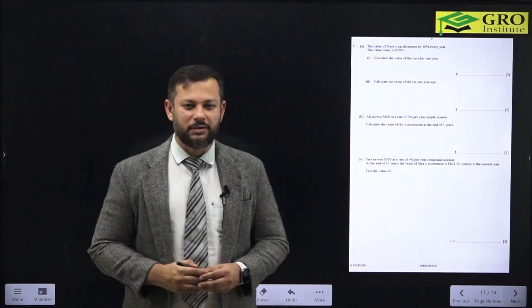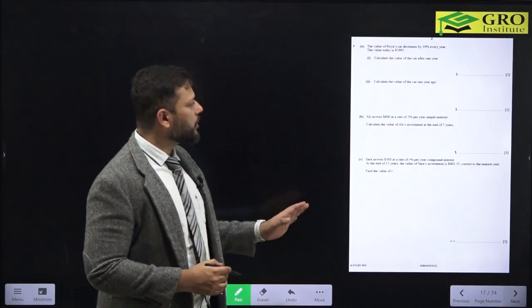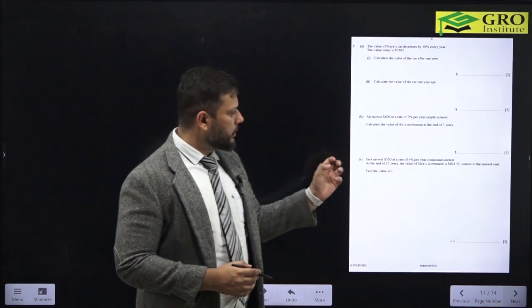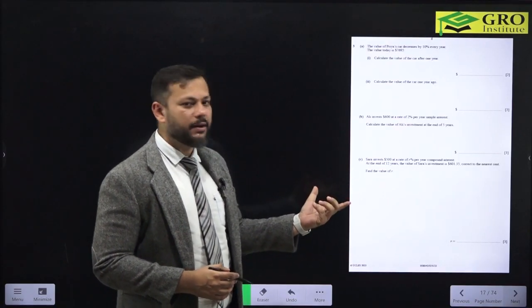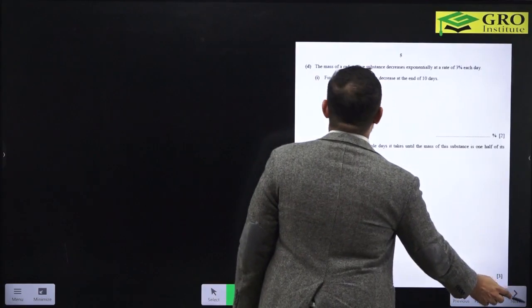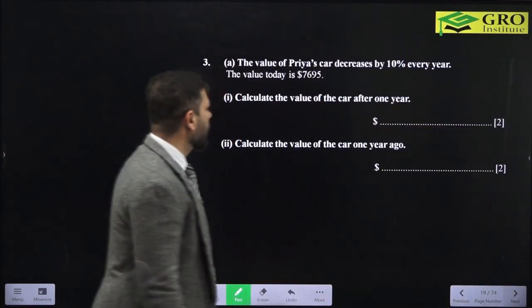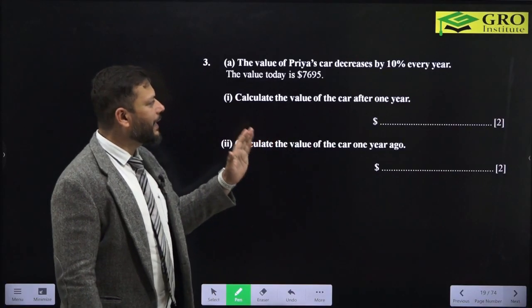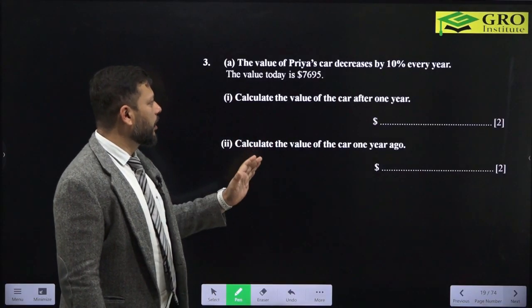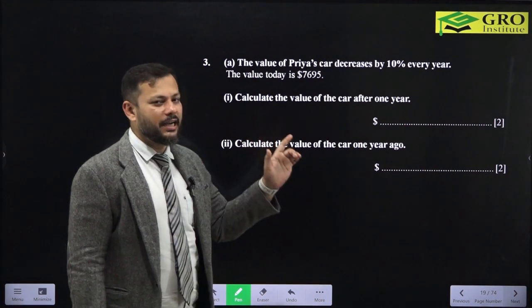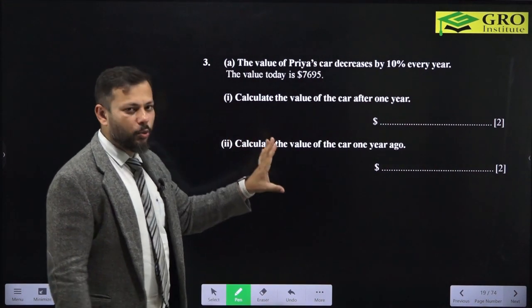Let's do question number 3 now. If I look at this question number 3, it seems to be a question from percentage, simple interest, compound interest, and so on. Let us start doing it. The part A of the question is, the value of Priya's car decreases by 10% every year. The value today is $7,695. What is the question?